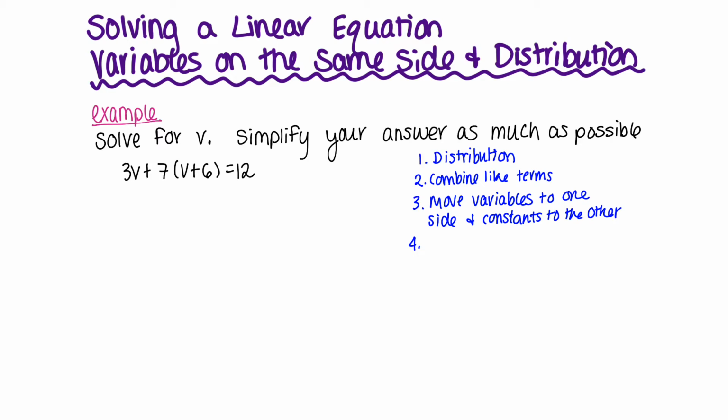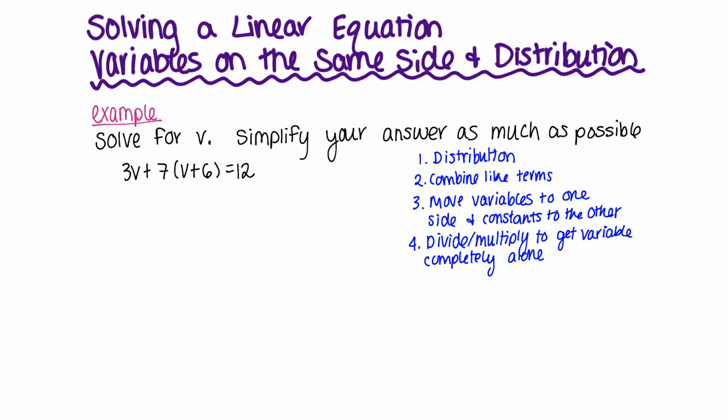Finally, you can either divide or multiply both sides of the equation by the appropriate number to get the variable by itself. So divide or multiply to get the variable alone. Completely alone.